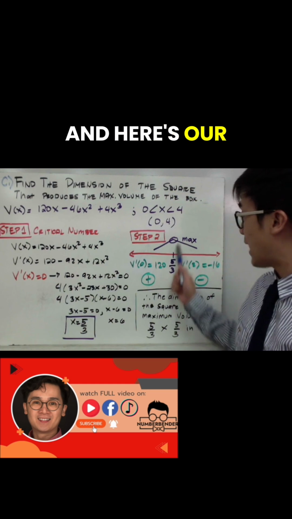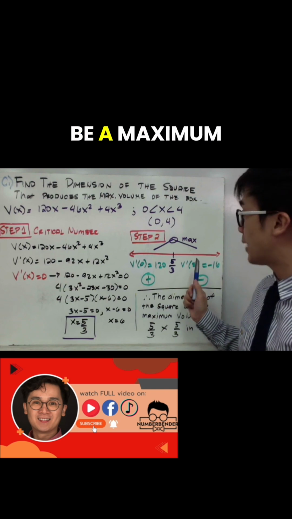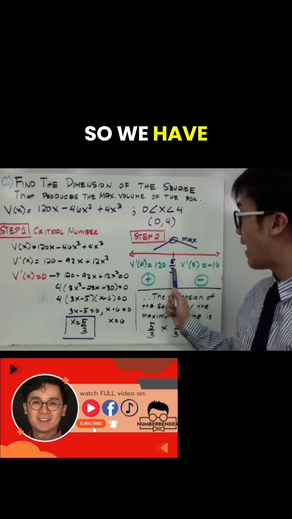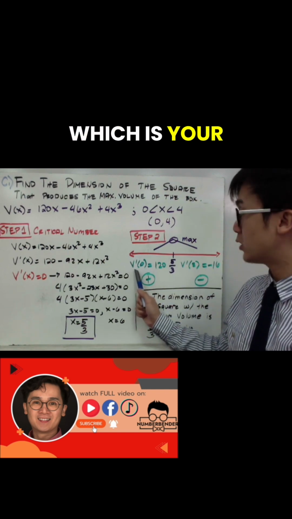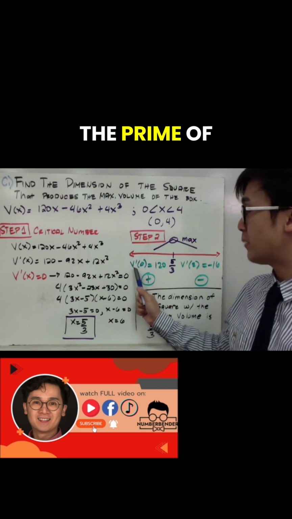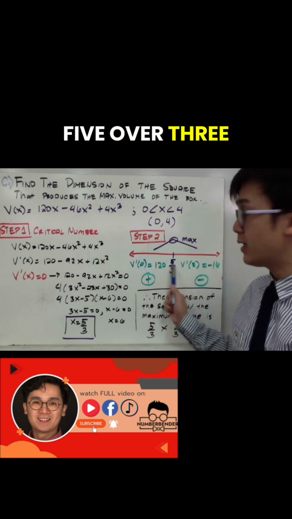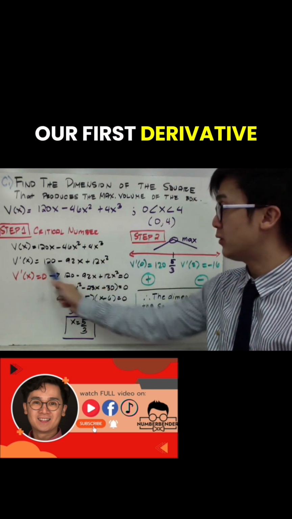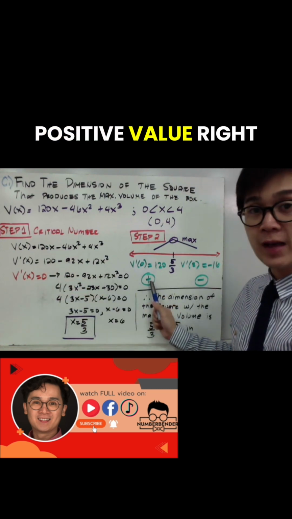And here's our sign chart for step number 2 to verify if it's going to be a maximum or a minimum. So we have the first derivative function, which is your volume, v prime of 0. I used 0 because 0 is less than 5 over 3. If we plug in 0 to our first derivative, it will give you a positive number, which is 120. That's why we have a positive value right here.